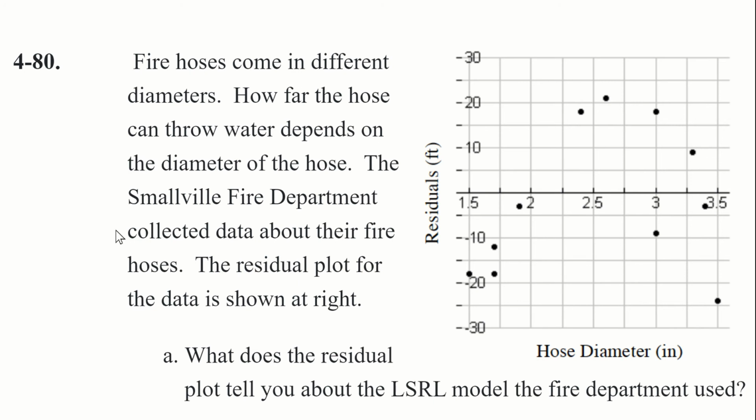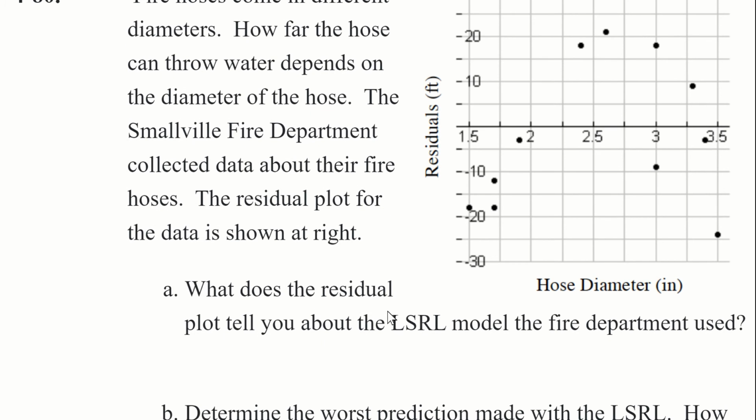And if you want, I recommend you use a doc with this, and you could invite some members of your group to join in and share in answering these questions, and you can discuss them. But part A says, what does the residual plot tell you about the least square regression line model the fire department used? What does this residual plot tell you about it?